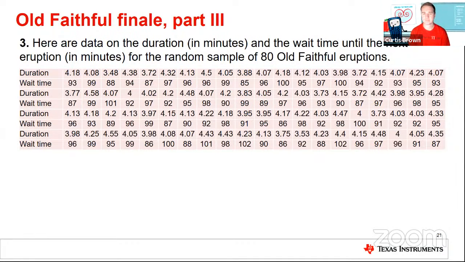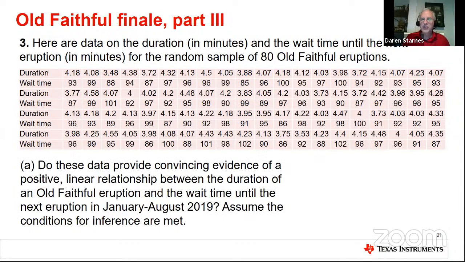So these are my 80 randomly selected eruptions, and I want to figure out whether there's convincing evidence of a linear relationship between duration and wait time. We'll need to look at the scatter plot and be sure that there really appears to be something linear going on and not some kind of curvy pattern. But I'm going to ask that we assume the conditions for inference are met.